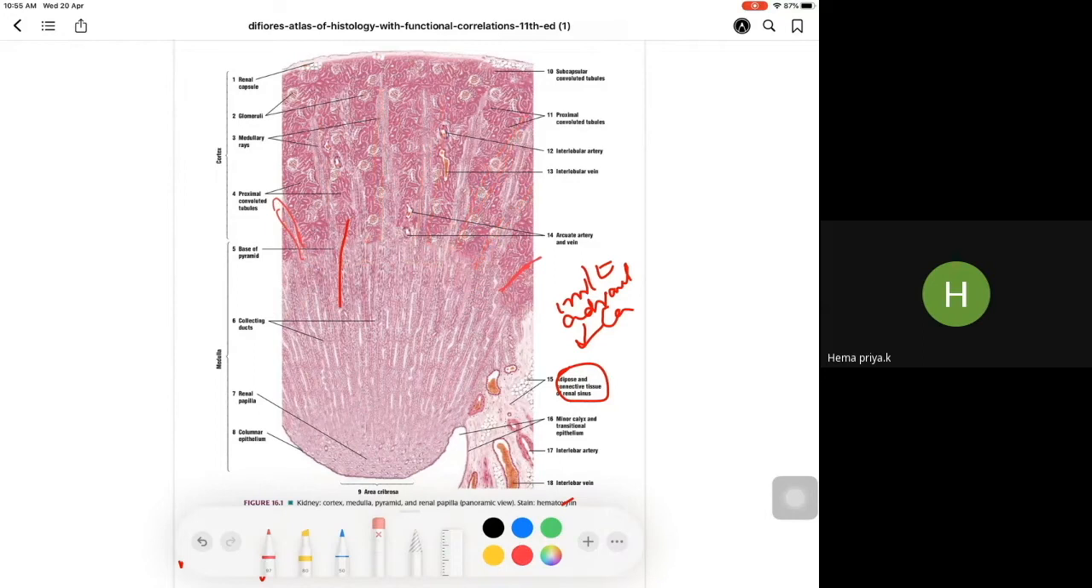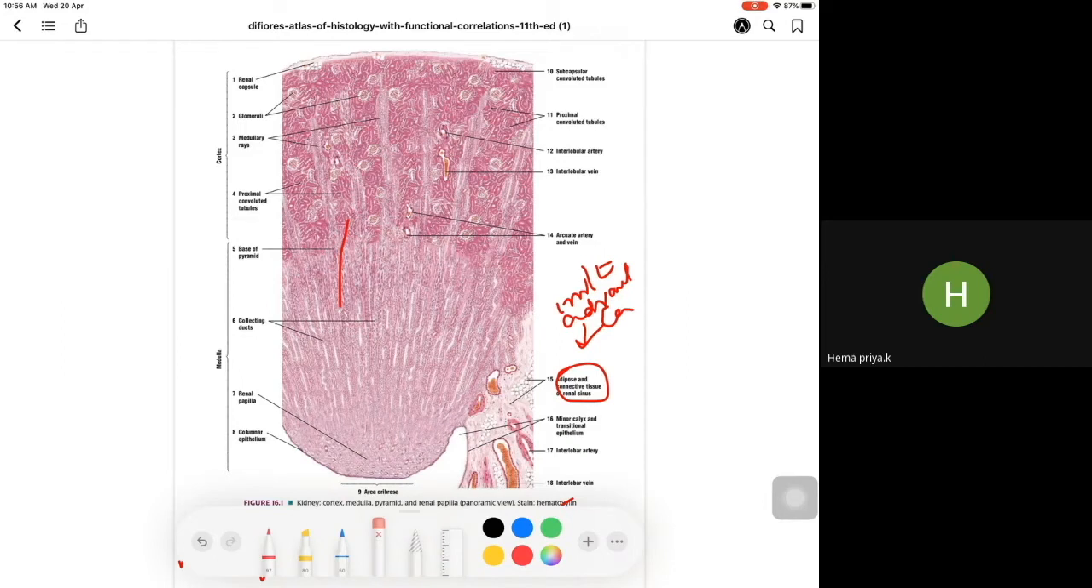In the cortex we have renal capsule, glomeruli, medullary rays, proximal convoluted tubule, base of pyramid that starts from medulla, collecting ducts, renal papillae, columnar epithelium. On the right, subcapsular convoluted tubules, proximal convoluted tubules, interlobular artery, interlobular vein, arcuate artery, and veins. In the cortex, to the right, adipose and connective tissue of renal sinus, minor calyx and transitional epithelium, interlobular artery, interlobular vein. This is the whole section from the cortex to the pelvic system.